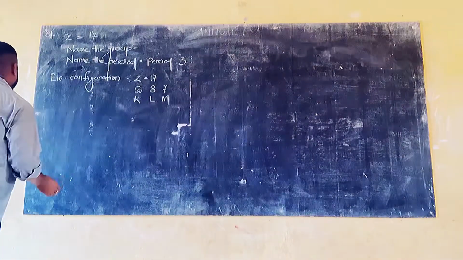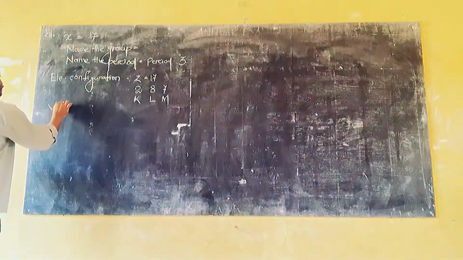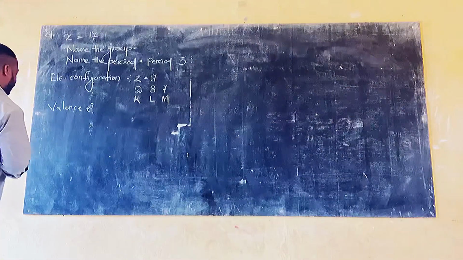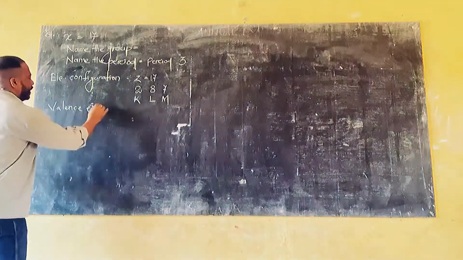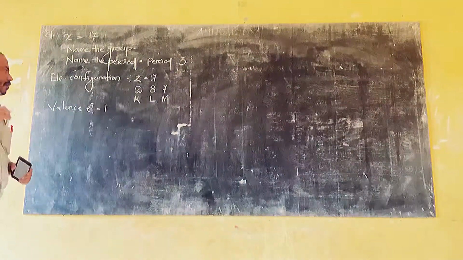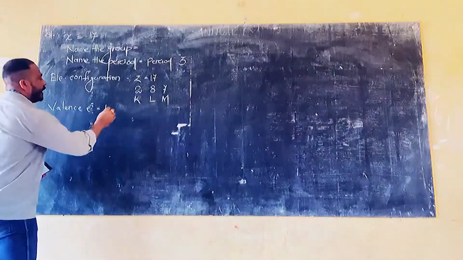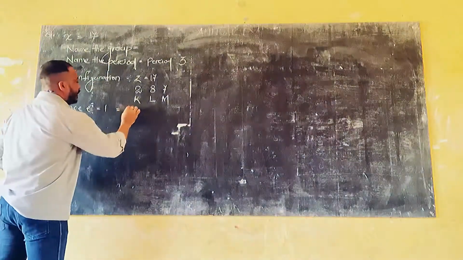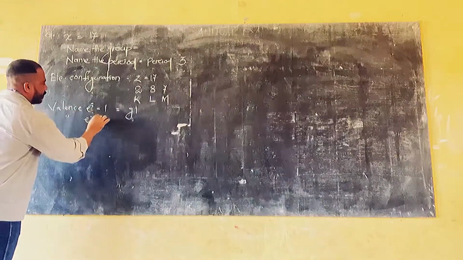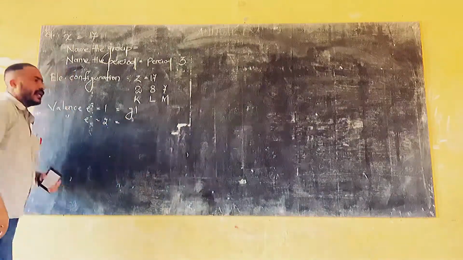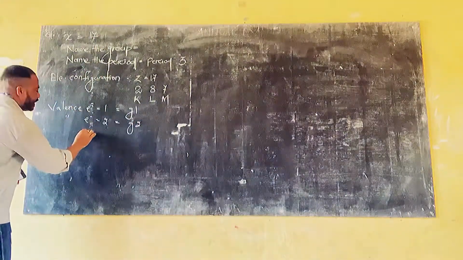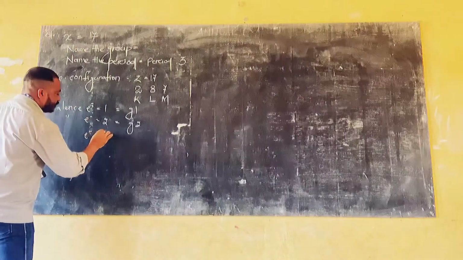See, if valence electron is 1, what does it mean? It means the element is in group 1. Done. Valence electron is 2, it means the element will be in group 2. What about valence electron 3?